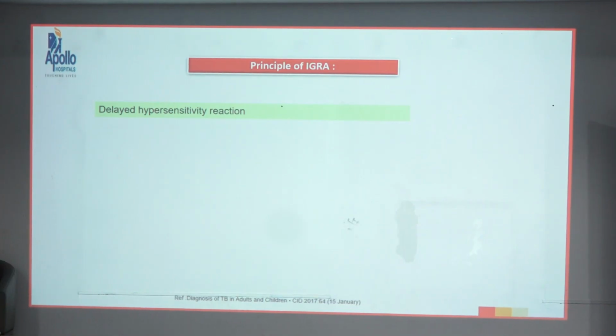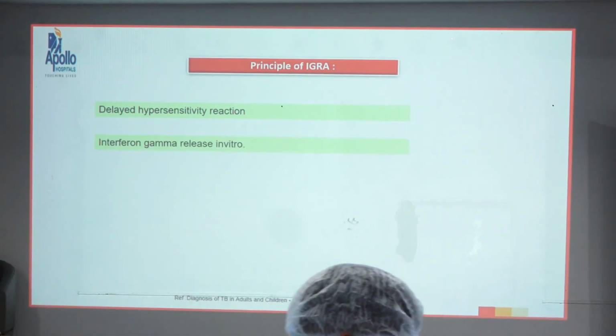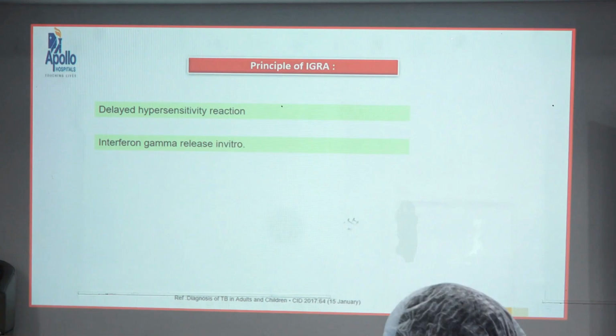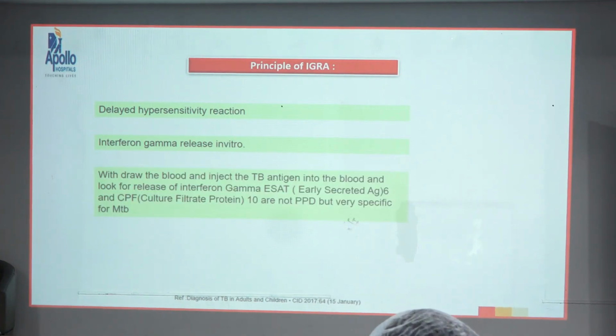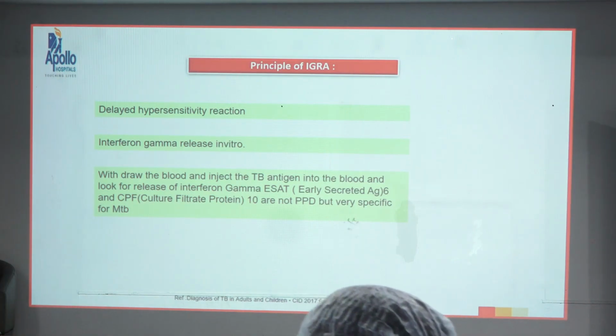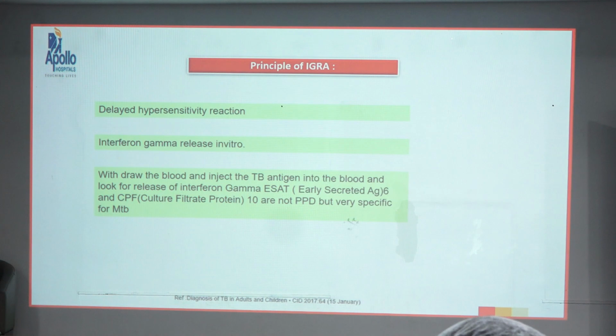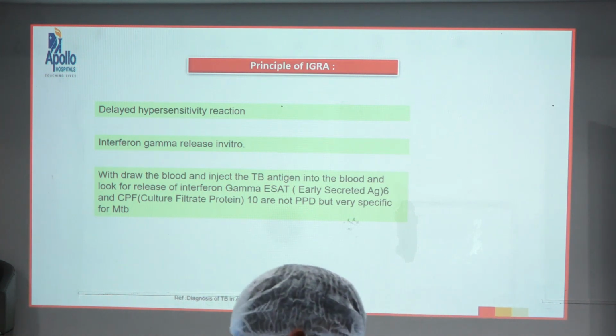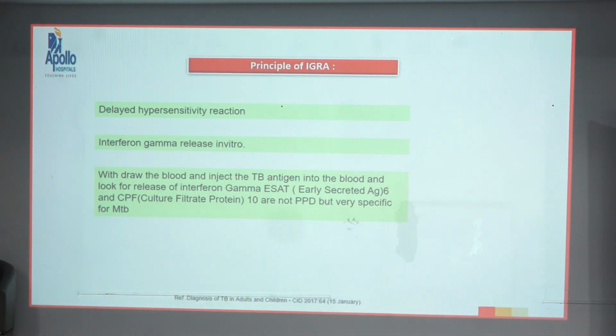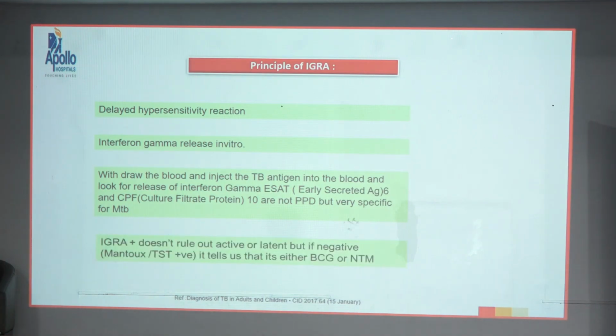Now coming to IGRA or TB Ferron or TB Gold, it is a delayed hypersensitivity, but it is an in vitro test and it detects interferon gamma release. We combine the blood of the patient with the TB antigen, and ESAT is the early secreted antigen 6 and CFP is the culture filtrate protein 10, but it is not PPD. So that is why it has got an advantage over Mantoux.